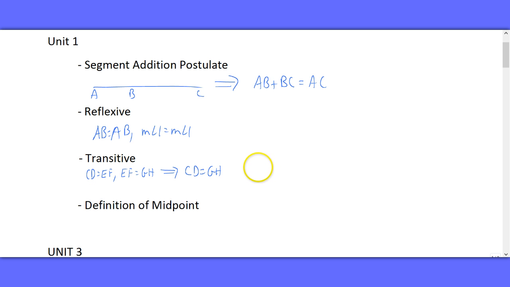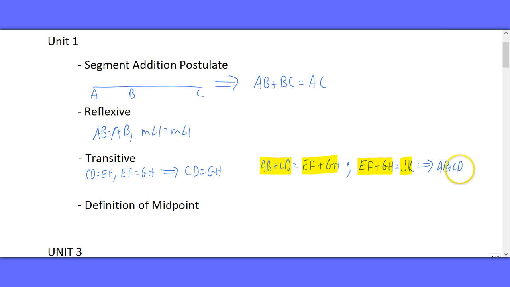Another way that we see this one used sometimes is with expressions or sums. For example, if we have AB plus CD equals EF plus GH, and we also have EF plus GH is equal to JK, then using the transitive property, we see that AB plus CD is equal to this. Here is that exact same expression again, EF plus GH equal to JK. So we can string these together and we can conclude that AB plus CD is equal to JK. So it's another example of how we could use a transitive.